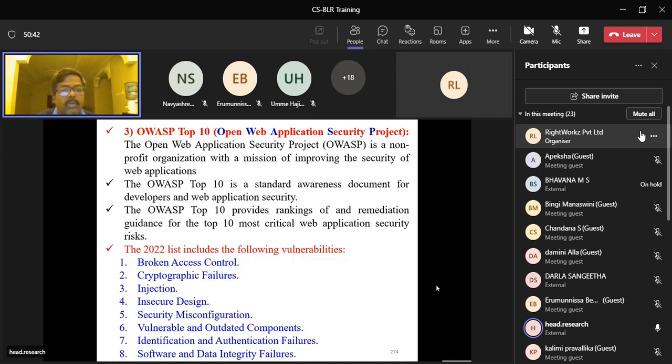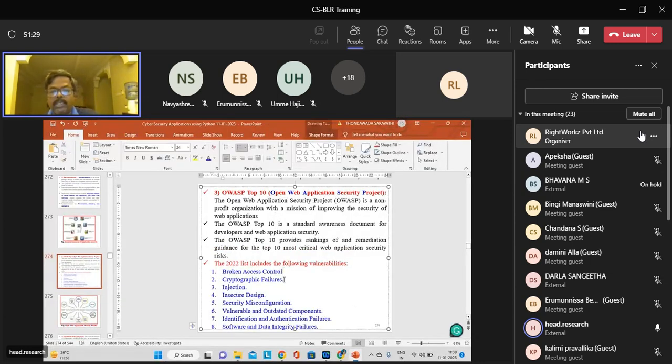And you can call it OWASP Top 10 provides rankings of and remediation guidance for the top 10 most critical web application security risks. If you see the year 2022, it includes the following vulnerabilities: broken access control, which I have explained, cryptographic failures, injection, insecure design, security misconfiguration, vulnerable and outdated components, identification and authentication failures, software and data integrity failures. These are the following vulnerabilities in the year 2022, and you can call it the same in the year 2023 also. These are the OWASP Top 10 activities that are happening. Okay, so these are the following vulnerabilities in the OWASP.